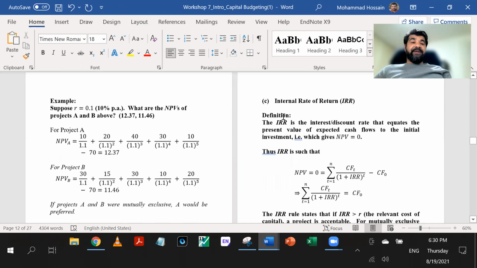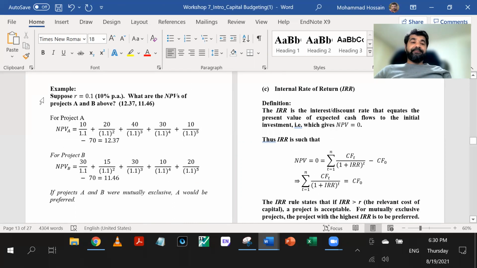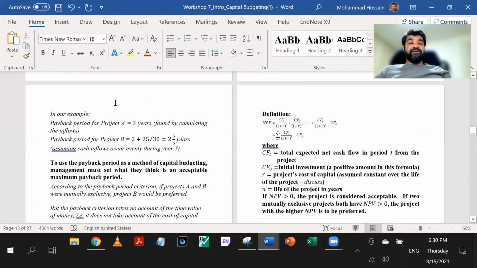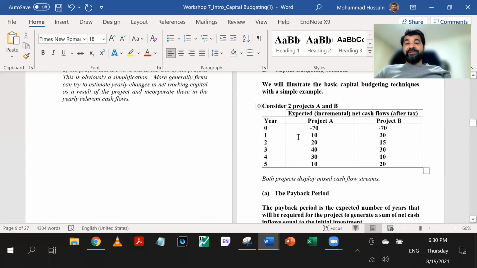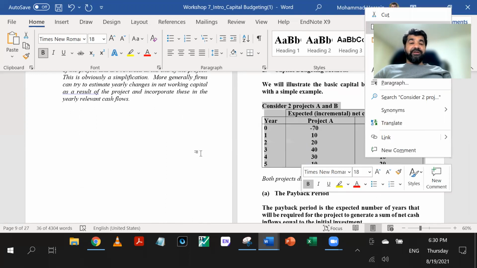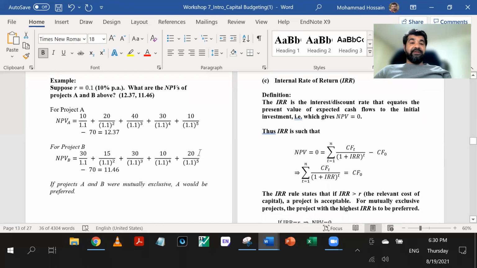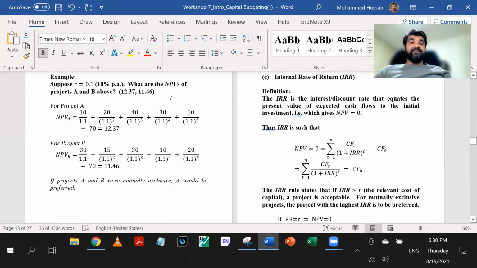All right, so let's have an example they gave you here. Suppose that R is 10%. What are the net present values of projects A and B above? This is our project, project A and B. You can actually copy this project if you want to. Let me copy this project so you can understand it better.